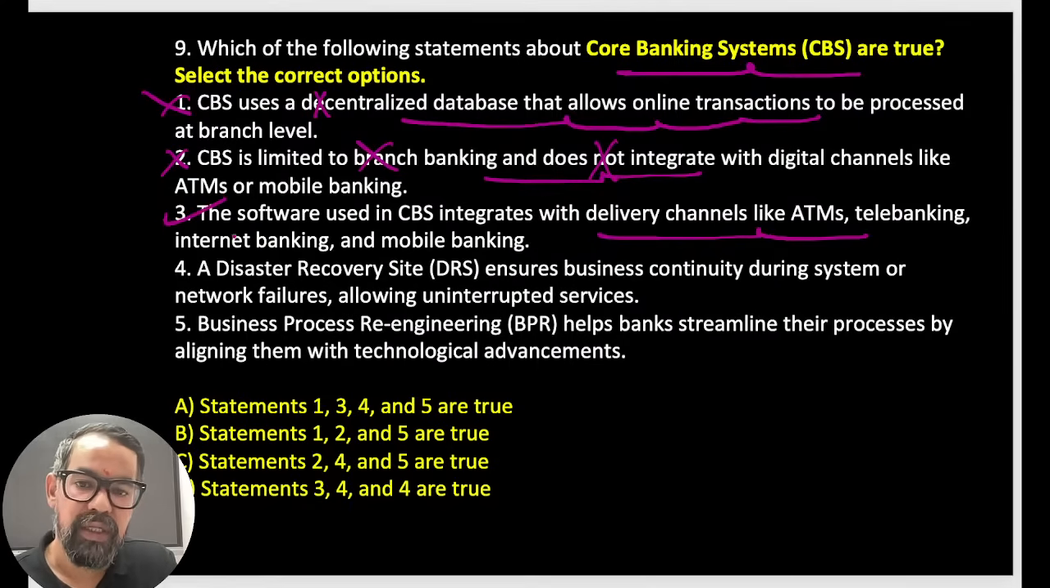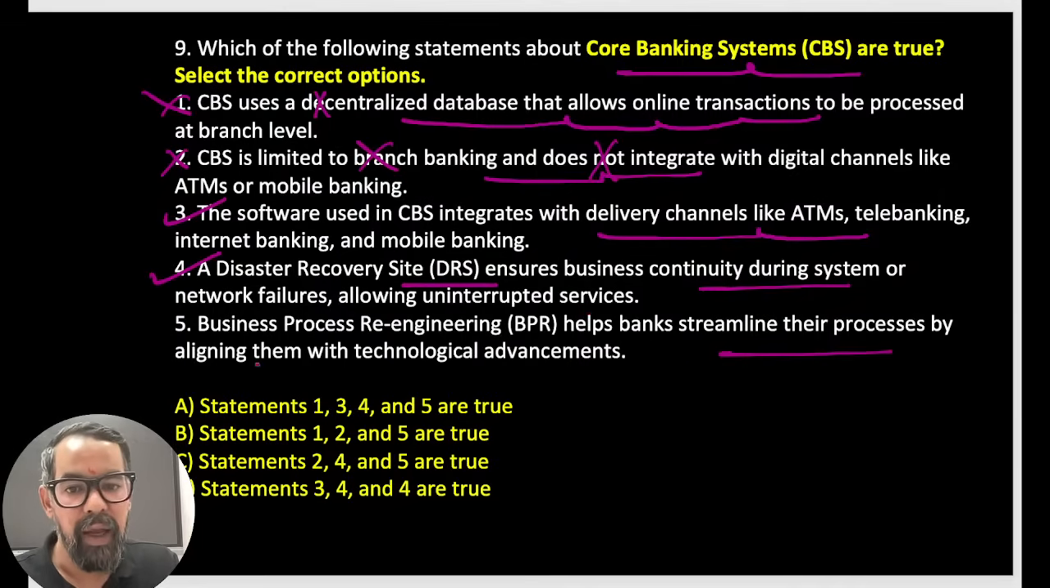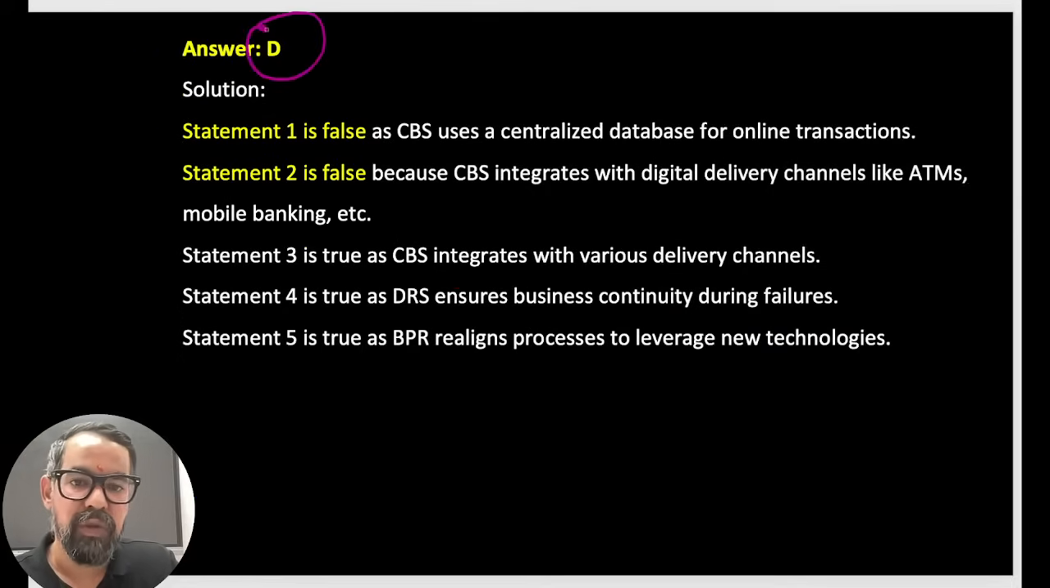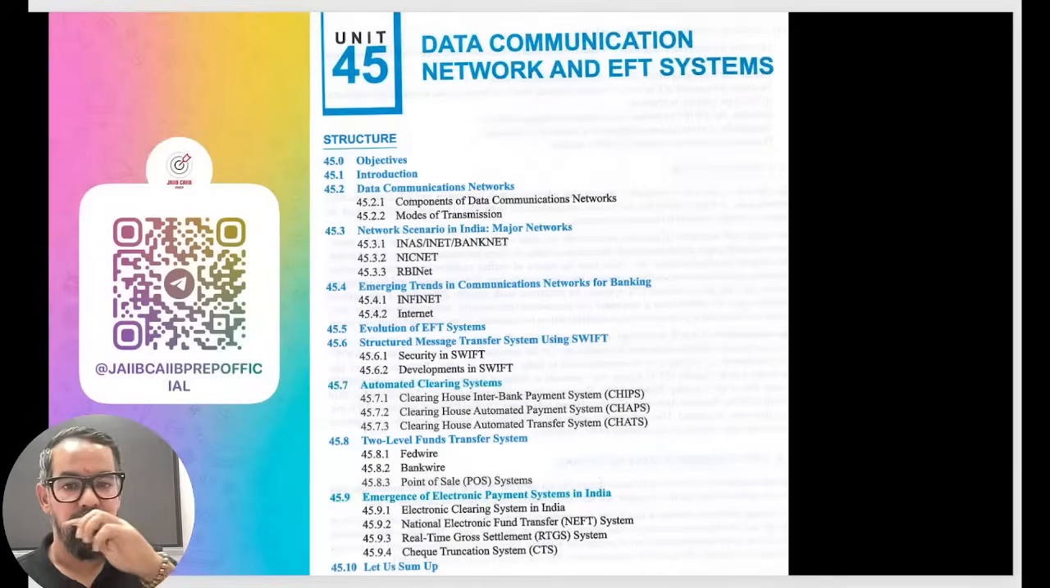The next one is disaster recovery site, DRS, ensures business continuity during system or network failure, allowing uninterrupted services. Business process re-engineering, BPR, helps banks to streamline their processes by aligning them with technological advancement. Yes. So 3, 4, 5 means option D will be the right answer. Very good. When it comes to CBS, it uses a centralized database, and CBS integrates with the digital delivery channels like ATMs and other areas. Next one.